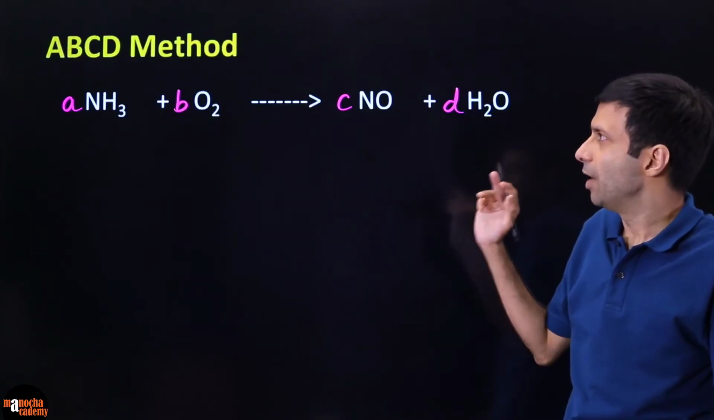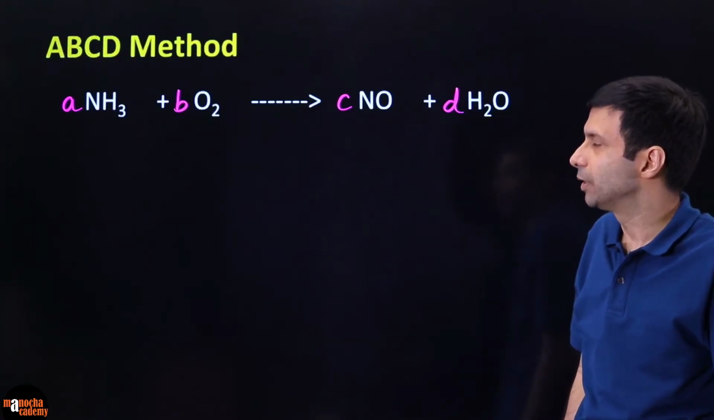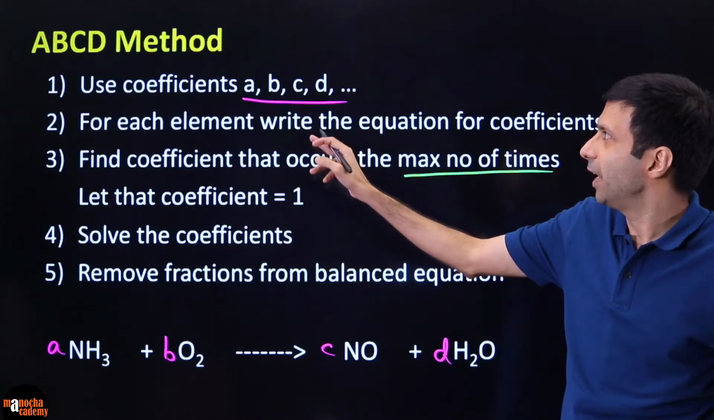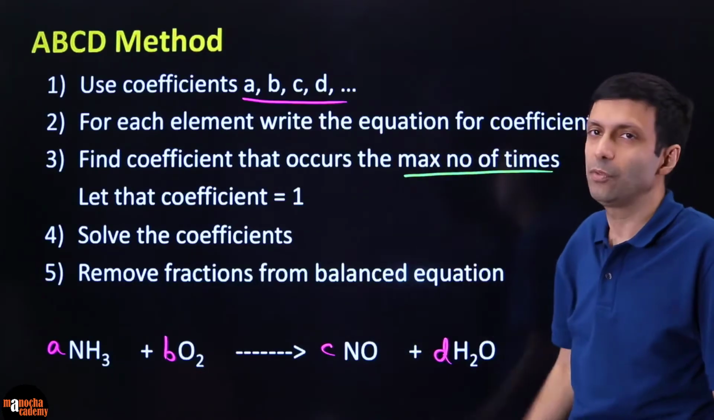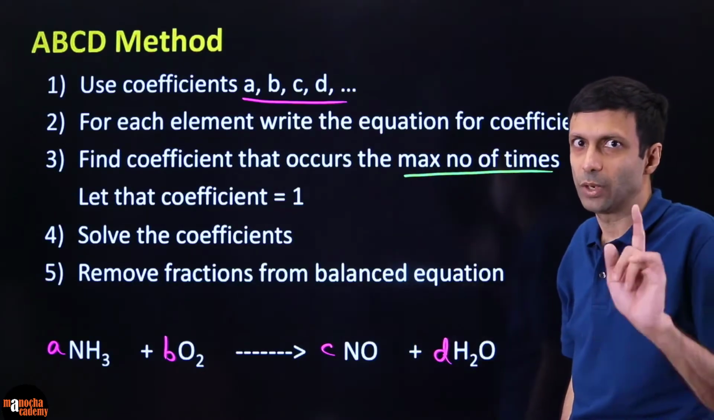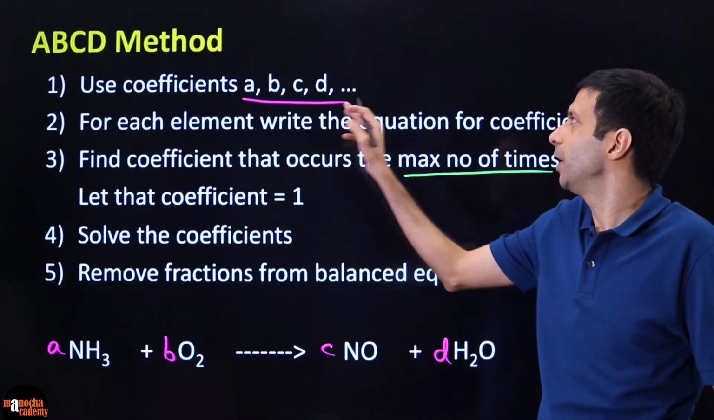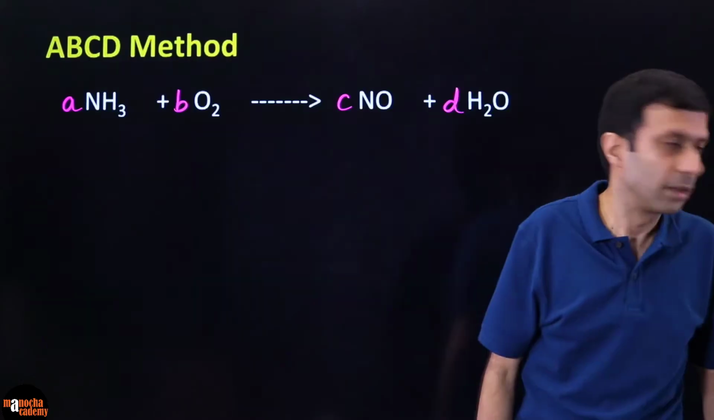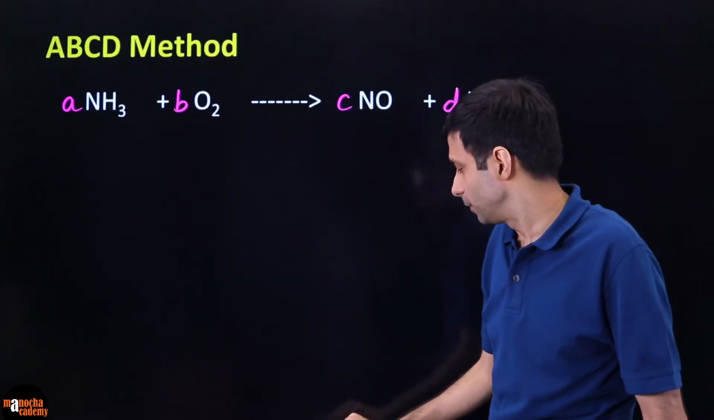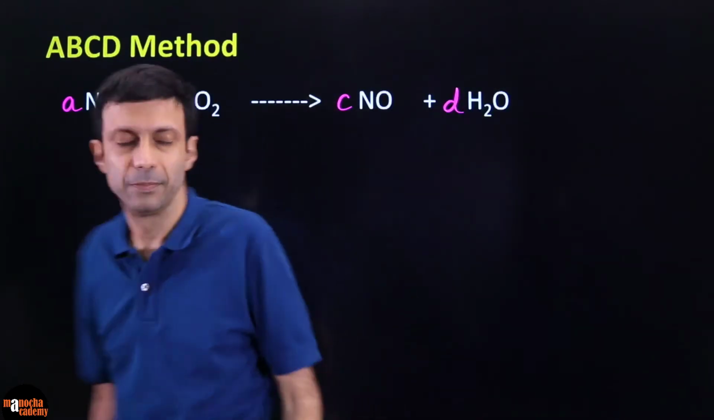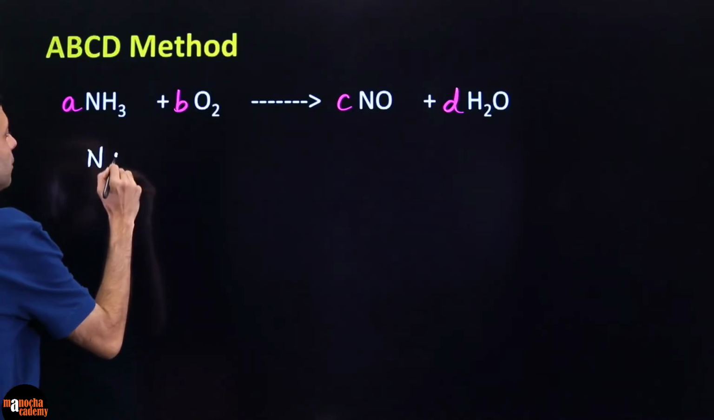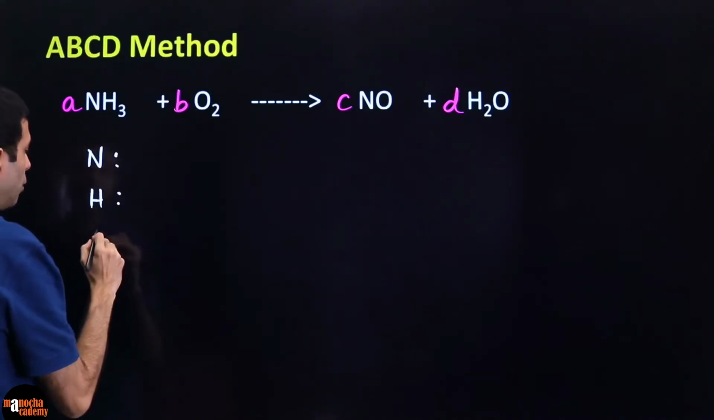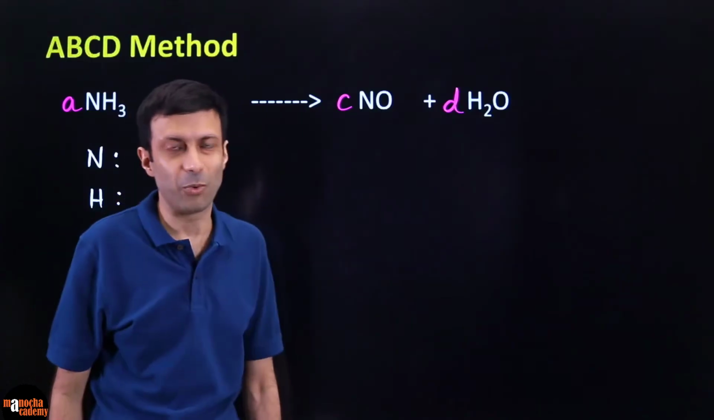Now, what you need to do is, for each element, write the equation for the coefficients. So look at this carefully. For every element, we need to form an equation. What is the meaning of that equation? Let me show you. So who are the elements here first? The elements in this equation are nitrogen, hydrogen and oxygen.